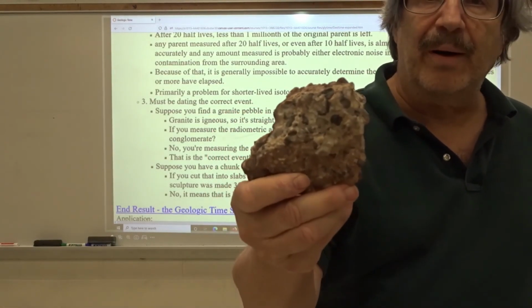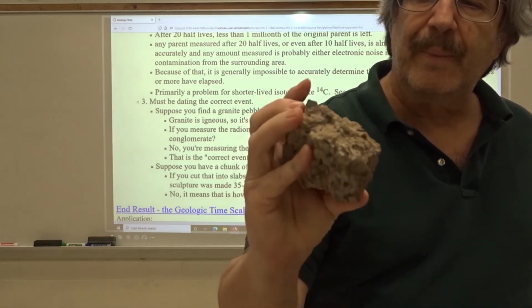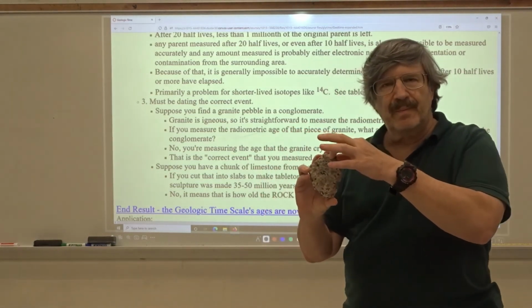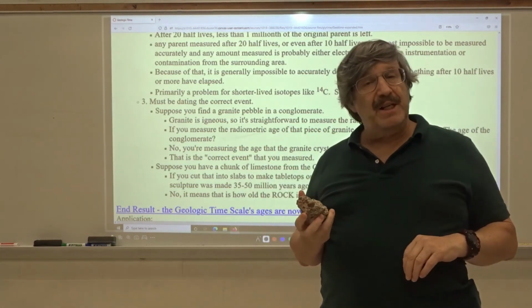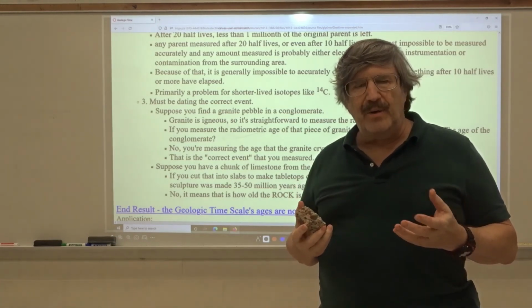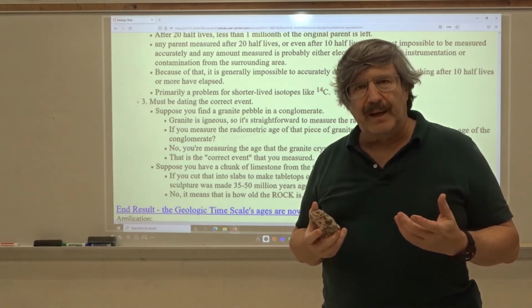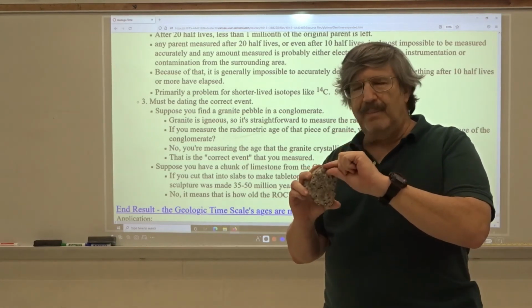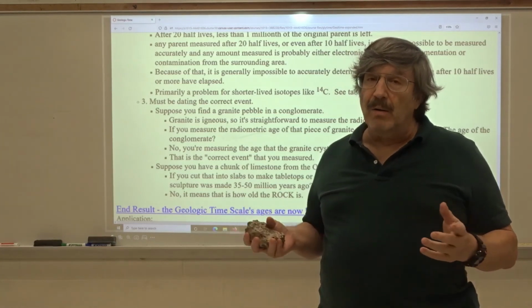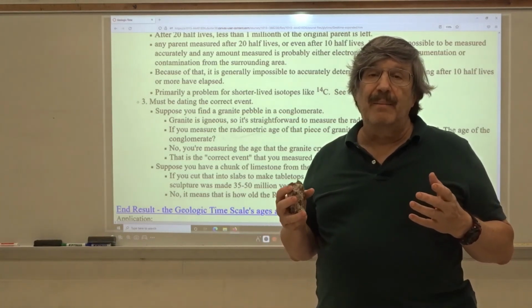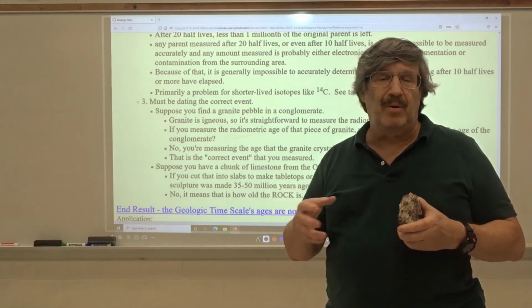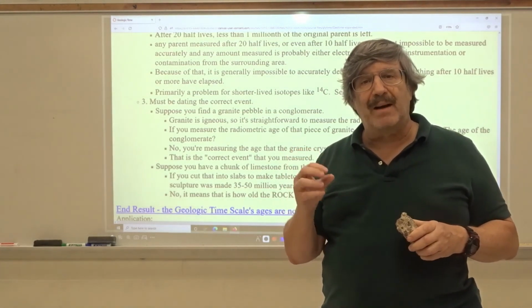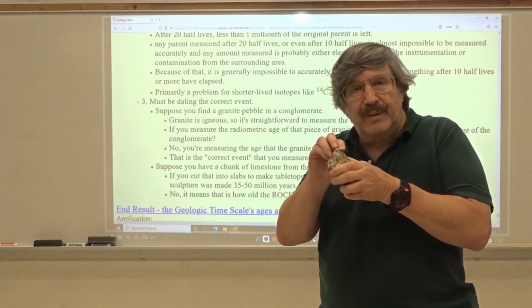This is a conglomerate. It's composed of pebbles. Suppose that we take one of these pebbles, and suppose that that pebble is a nice piece of an igneous rock, and you can get a good radiometric date on it. What does that tell us? Does that tell us how long ago that pebble wound up in this conglomerate? No. It tells us when the igneous rock that pebble came from crystallized from magma and got sealed off.